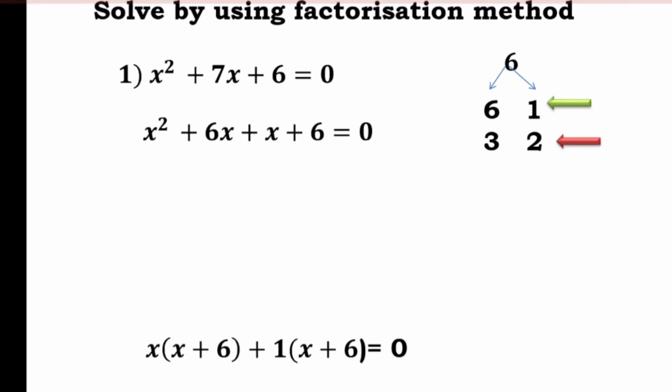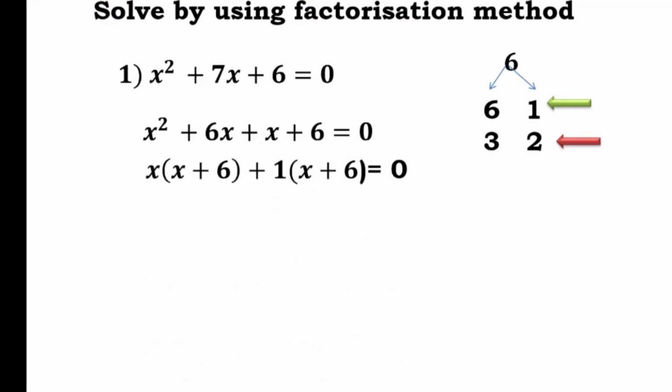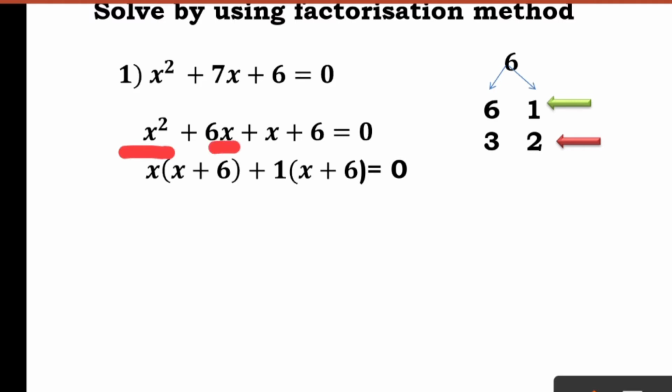Let's go ahead. Now we need to find a common factor between the terms. Here you can take x common from x square and 6x. So the common is x, and what remains is x plus 6. Similarly, on this side, the common is only 1, nothing else. So we take 1 out, and what remains is x plus 6. So x plus 6.